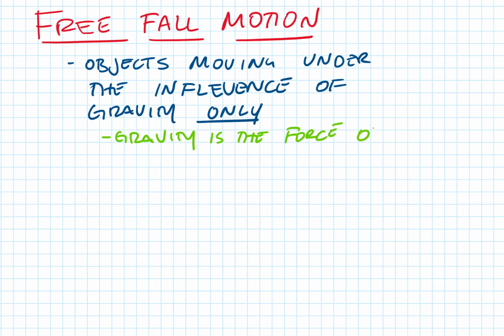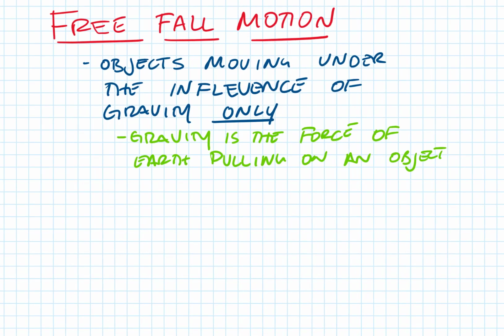gravity is the force of the earth pulling on an object. When this happens, we get a special acceleration. We use a lowercase g for it, and it's 9.81 meters per second squared. And since the earth only pulls down, that's directed down.